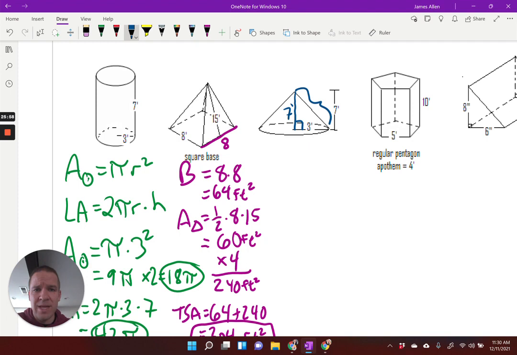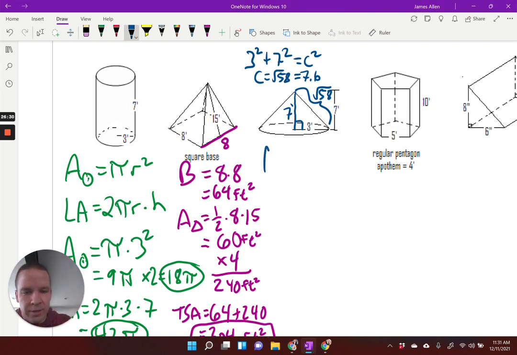How would I figure out that missing dimension? Pythagorean theorem. I thought you'd never ask. All right, so 3 squared plus 7 squared equals c squared. So I'm going to get 9 plus 49. And then I'm going to go ahead and square root that. And we'll say c is the square root of 58, which is also equal to 7.6 when we approximate it. But I'm going to go with the square root of 58 to keep things accurate, okay? So now I've got that slant height.